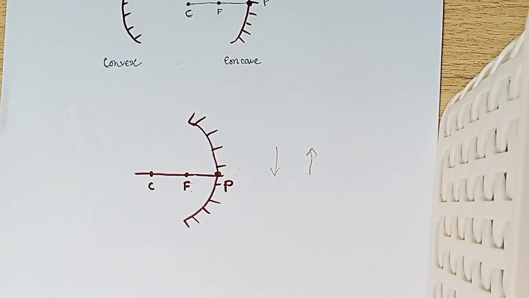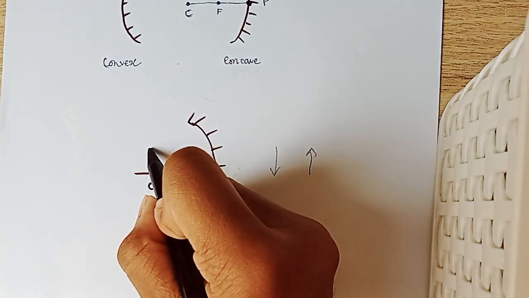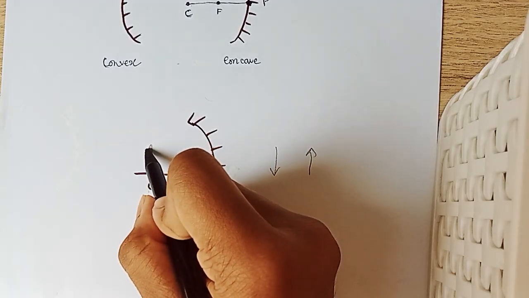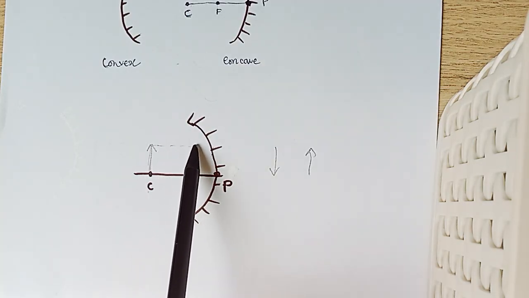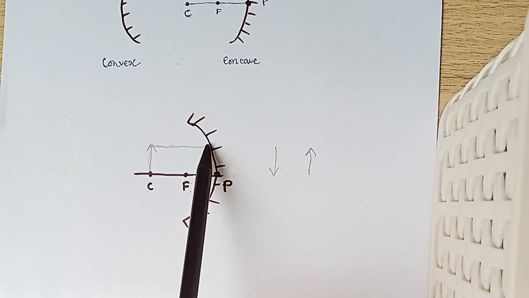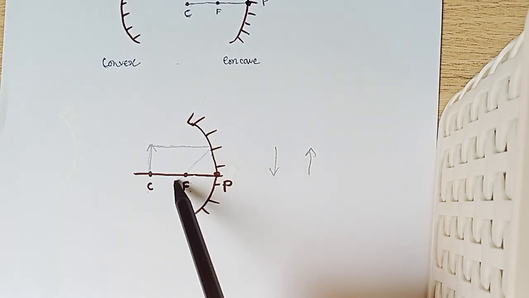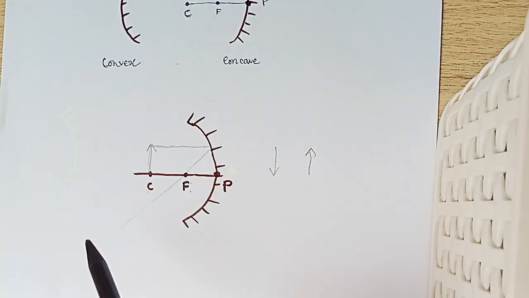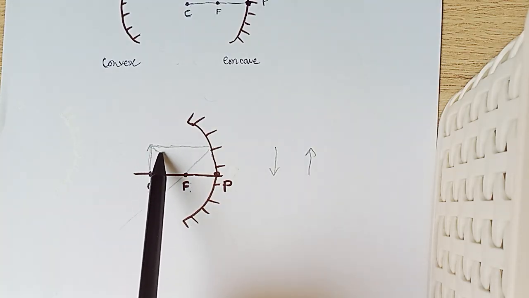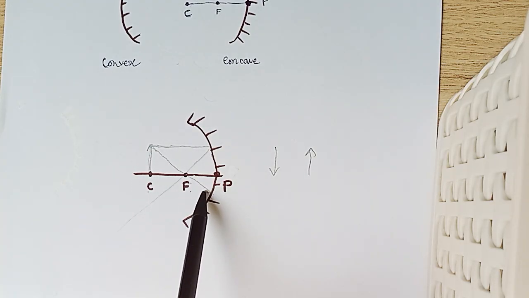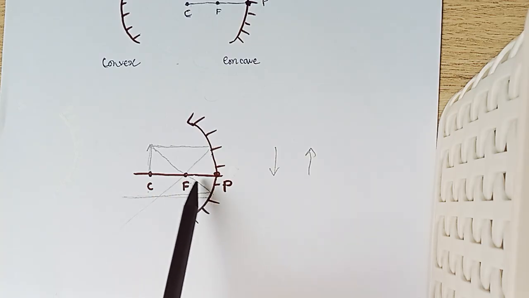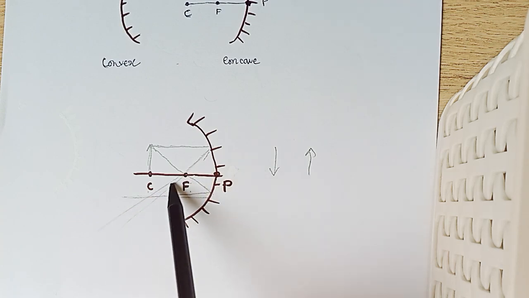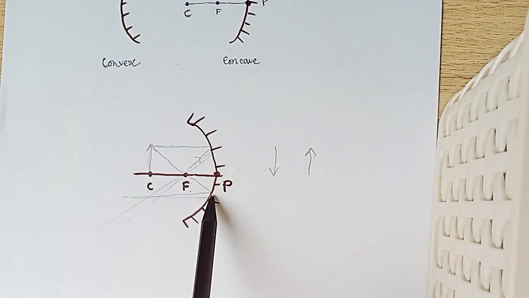Then when the object is at C, so let's take the object at C like this, then the image also will be at C. So take the ray diagram from here like this, one ray, and take it through the focus like this. Next, again through the focus like this. So like this it goes, the ray goes from here like this.